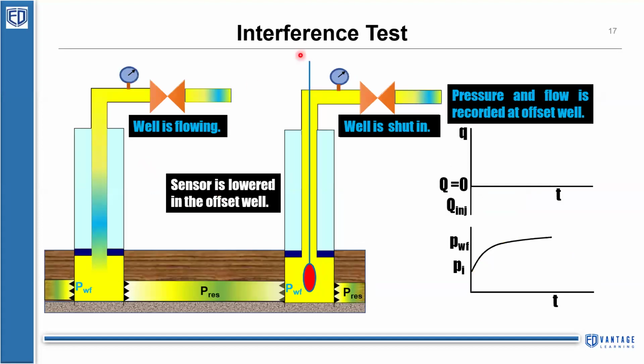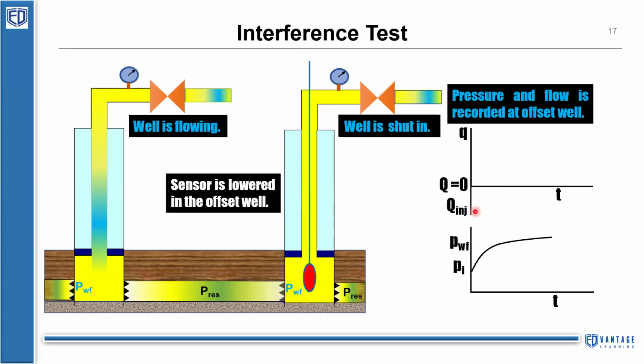From the interference test, your objective is to understand the interference of one well through another well. So initially, you have two wells at a certain distance. This is the primary well, this is the offset well. So you monitor the pressure in the offset well, the sensor is lowered in the offset well. So the well that is under test flows, but the well that is under response is shut in, to understand what your interference is between these two wells.